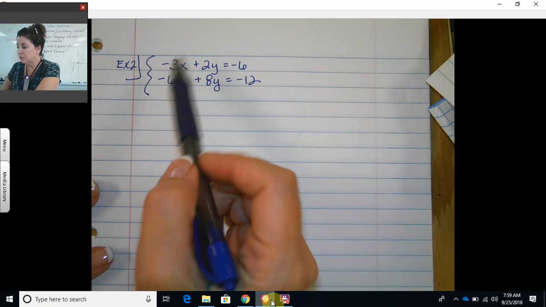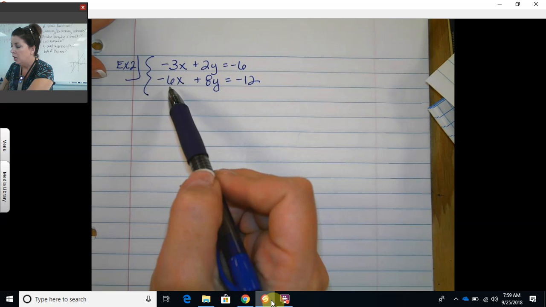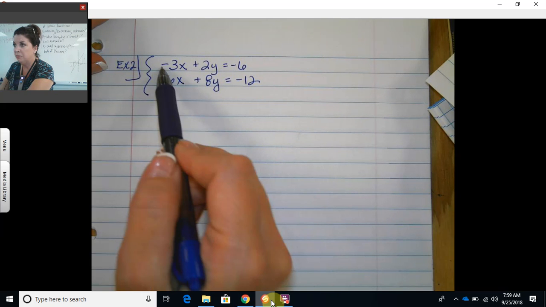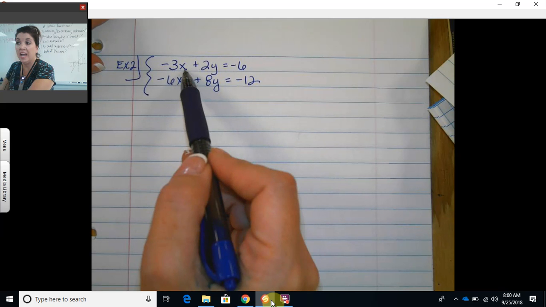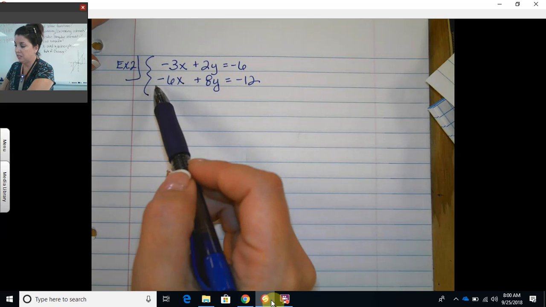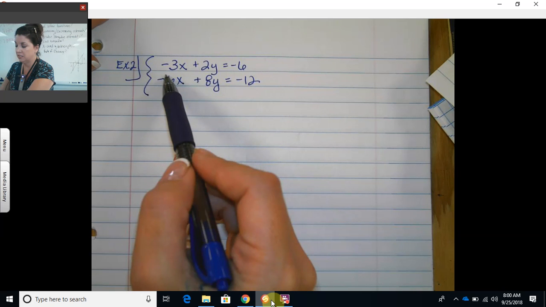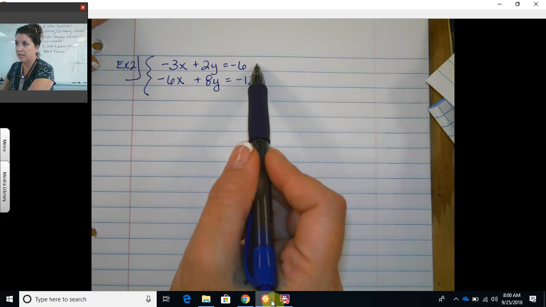So look at my x's. Can I multiply 3 times something to get 6? What could I multiply by? 2. But I would need one of these to be positive. So if I multiplied this negative 3x by negative 2, that would turn it into positive 6x, which would cancel with negative 6x, right? So they're both negative. Something's got to be positive. So you would need to make sure you change that to positive 6x. So I can multiply every single term in the top equation by negative 2 if I wanted to eliminate my x's.